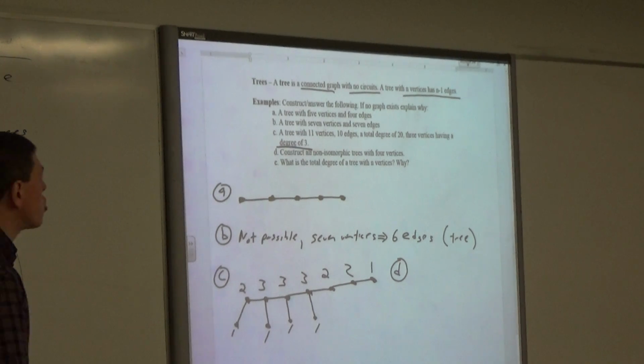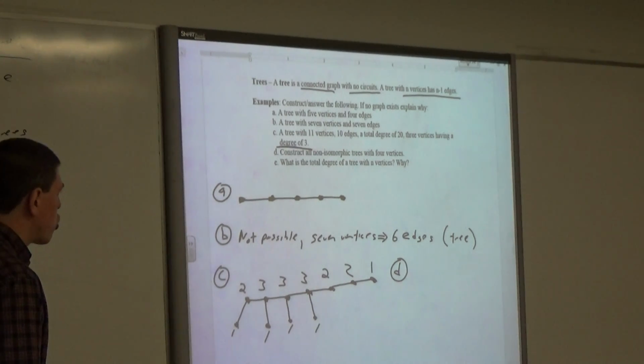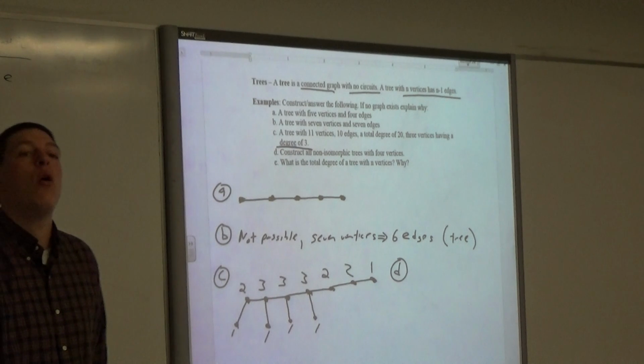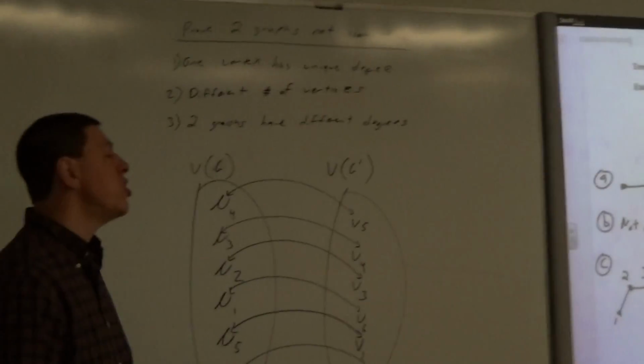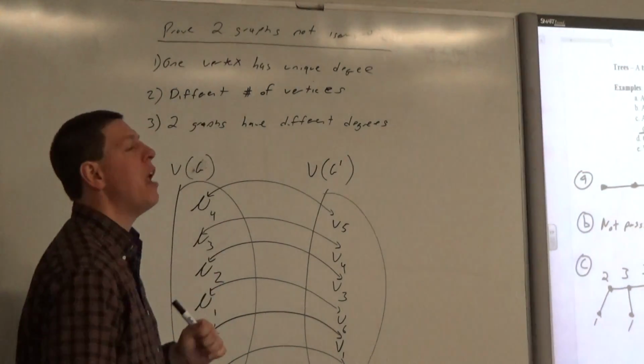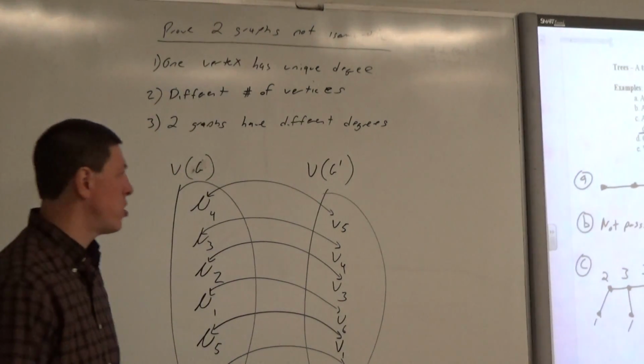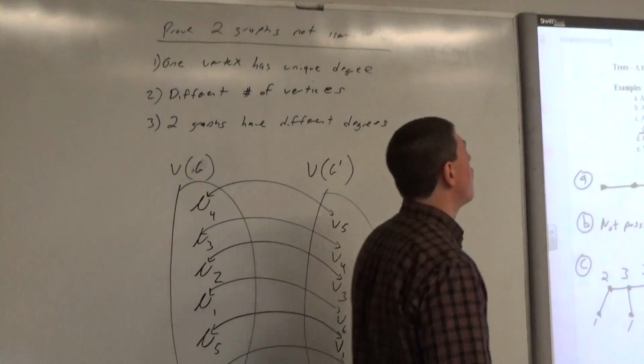Okay. Construct all non-isomorphic trees with 4 vertices. Now, remember we talked about what it means to be non-isomorphic. One vertex has a unique degree, or a different number of vertices, or 2 graphs have different degrees. So we should always go back to this when we talk about non-isomorphic. And these are basic cases. So we need to have 4 vertices.